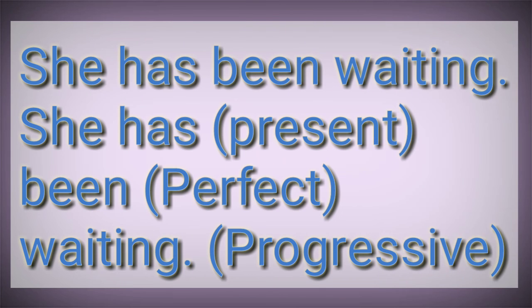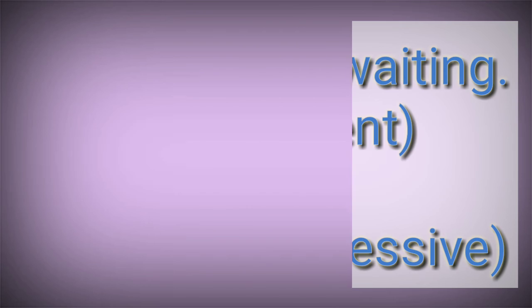Now look at this sentence. She has been waiting. This sentence is in present perfect progressive. The subject she is followed by has, which is the present form of have, followed by been, the past participle of be, followed by the present participle waiting.